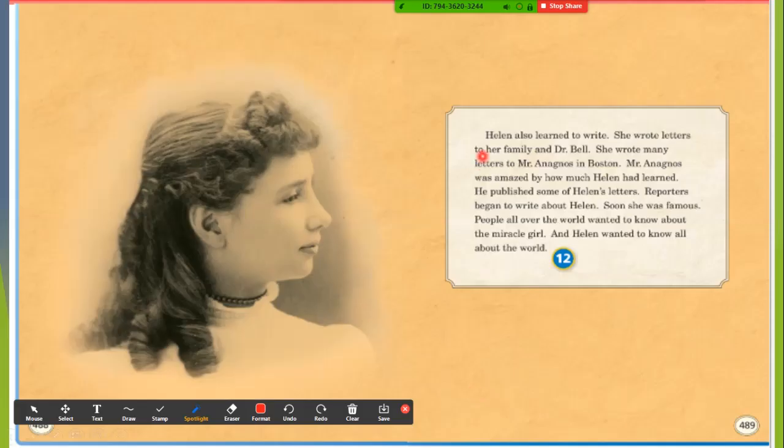Helen also learned to write. She wrote letters to her family and Dr. Bell. Who was Dr. Bell, if you remember? Yes, Dr. Graham Bell. She wrote many letters and she started to be an educator. She went to college and she was amazing. Mr. Anagnos was amazed by how much Helen had learned.